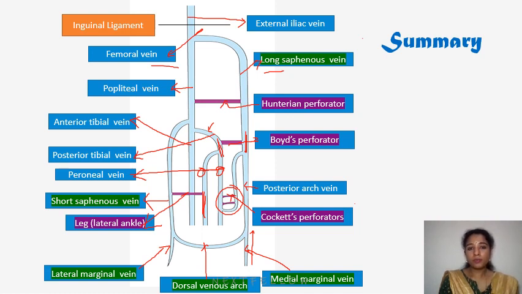The middle one is 4 centimeters above the medial malleolus, and the lower medial one is posterior inferior to the medial malleolus. It connects the posterior arch vein, this is the posterior arch vein, with the posterior tibial vein. This is the posterior tibial vein, this is the posterior arch vein. So these two veins are connected by Cockett's perforators. Usually they are 3 in number, the medial ankle perforators. So this is the summary of superficial veins, deep veins, and important perforators as well.